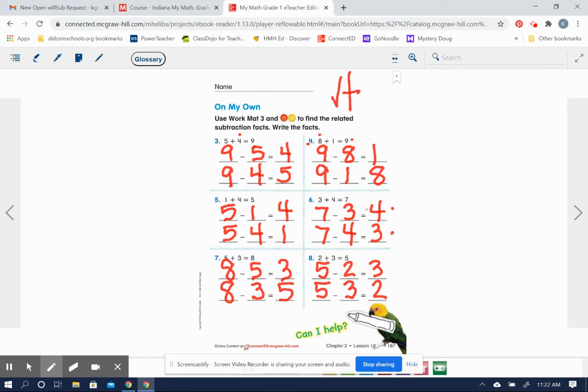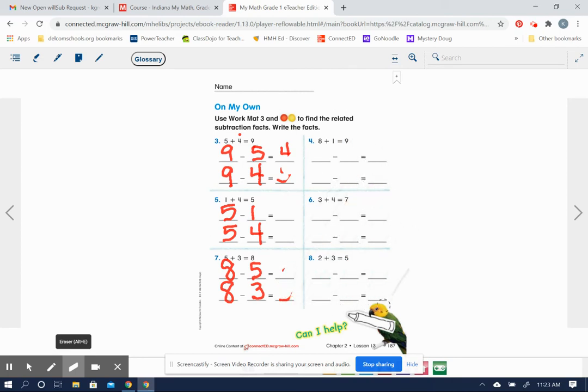Okay? And if you feel like you have any questions about how to do that page, if this didn't make any sense to you, have your parents send me a Dojo message and I'll see what I can do to help you. All right, and now we're going to have to erase so we can do the next page.